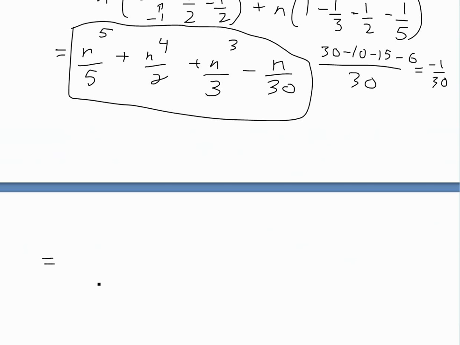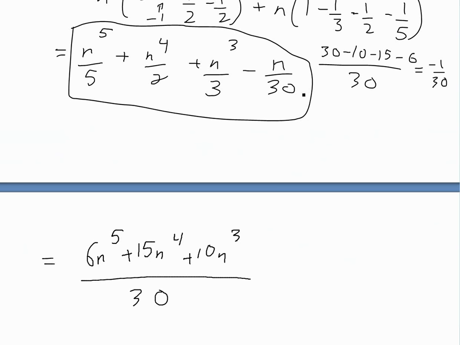So I'll just put a divided by 30 everywhere. To get a 30, we multiply this by 6, so 6 on top and bottom. So we'll have 6n^5, because 6 times 5 is 30. This one's going to be 15, so plus 15n^4. This is going to be plus 10n^3. And this one is just going to be a 1, so it's going to be minus an n right here.